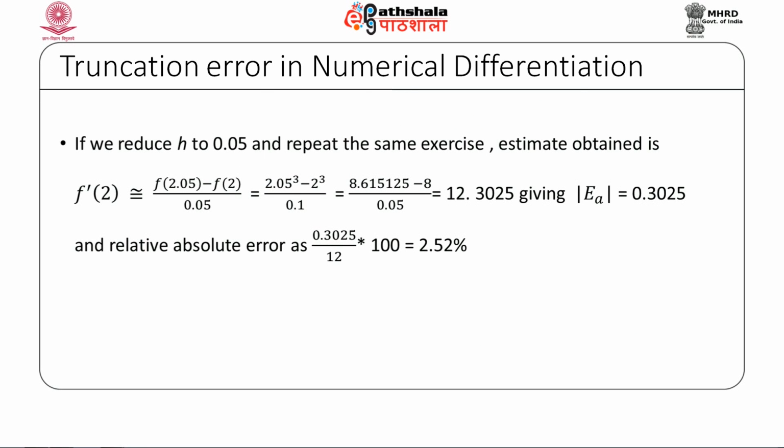Again I reduce the step size h, instead of 0.1 I make it 0.05. Then the estimate f dash 2 is the difference of f at 2.05 minus f at 2, upon 0.05, and the answer is 12.3025 in this case. So the absolute error is 0.3025 and the relative absolute error becomes 2.52%.